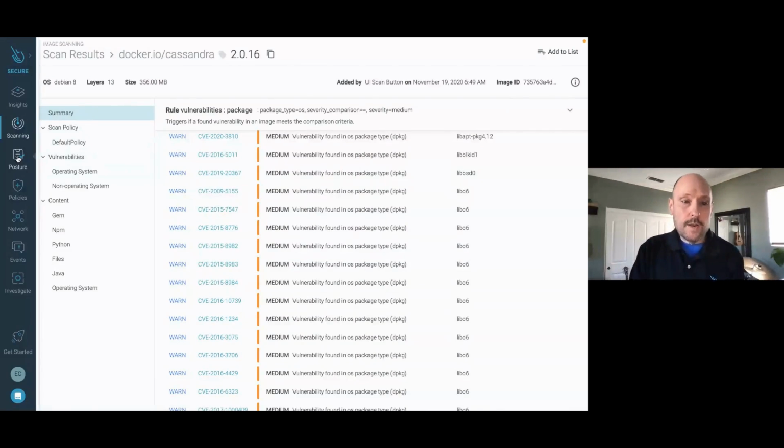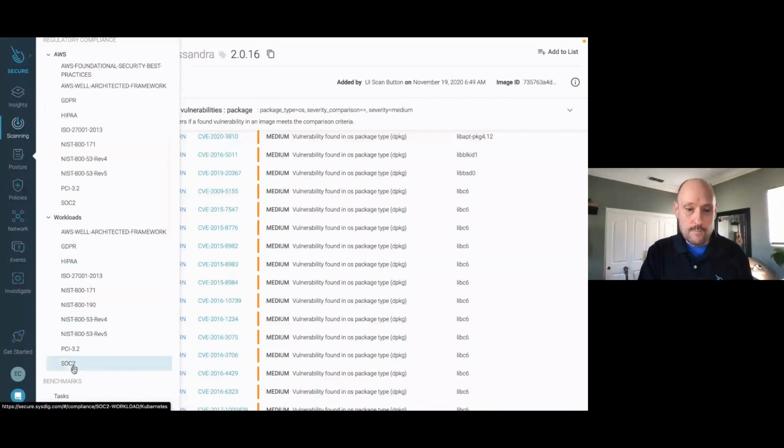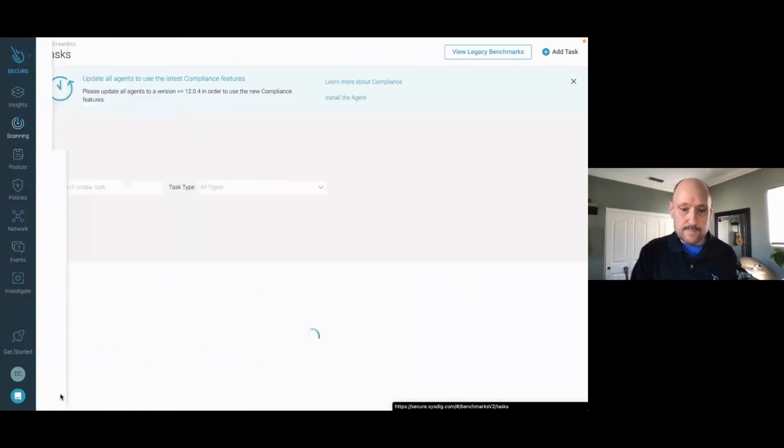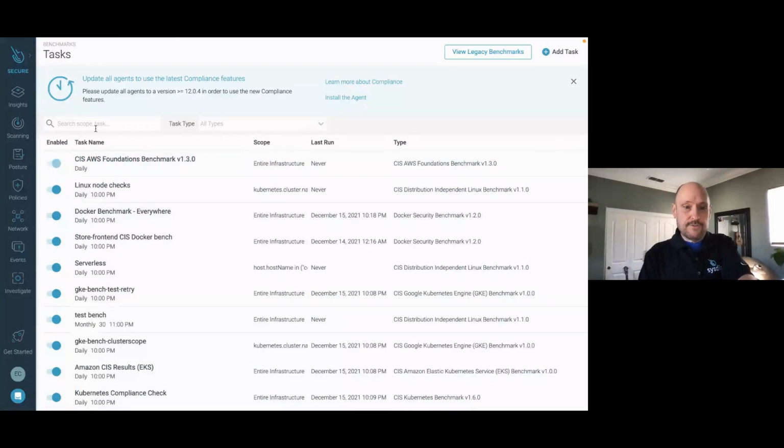Now, we also want to be able to check our environment on a regular basis that we meet best practices. Some of these best practices are actually defined by organizations like the Center for Internet Security. And again, that aligns very, very well with this topic of zero trust.